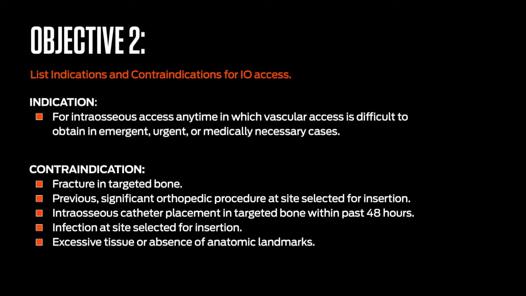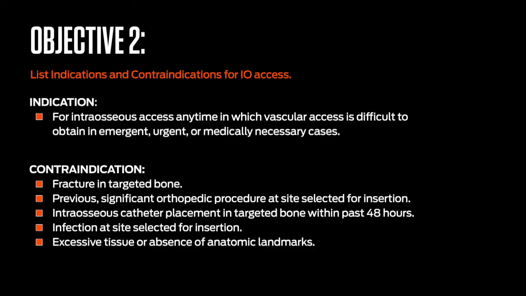List the indications and contraindications for IO access. IO access is indicated any time in which vascular access is difficult to obtain in emergent, urgent, or medically necessary cases. Contraindications: fracture in the targeted bone, previous significant orthopedic procedures at the site selected for insertion, interosseous catheter placement in targeted bone within the past 48 hours, infection at the site selected for insertion, or excessive tissue or absence of anatomic landmarks.